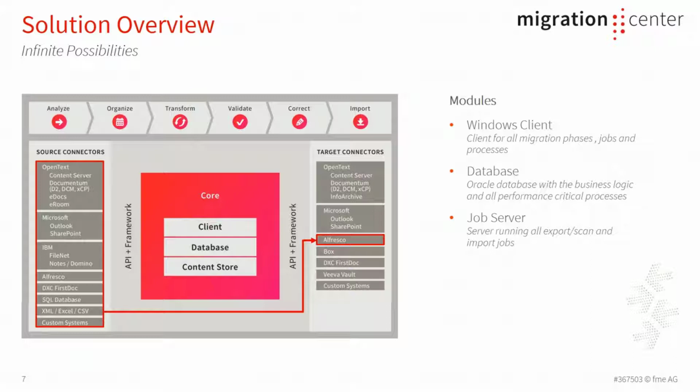So the job server exports documents from a platform into Migration Center, basically what we call scan, and then a job server also with an importer. The importer will get the data from Migration Center, the transformed data, and import the data and documents into the platform, for example, Alfresco, of course.